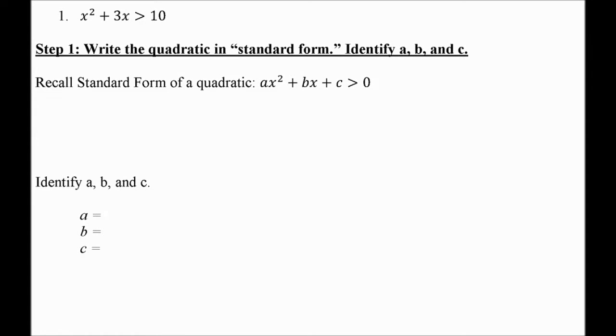In this educational video, I want to walk through solving inequalities. So this is an inequality that you have on your in-class assignment. This is going to be in-class assignment number 13.